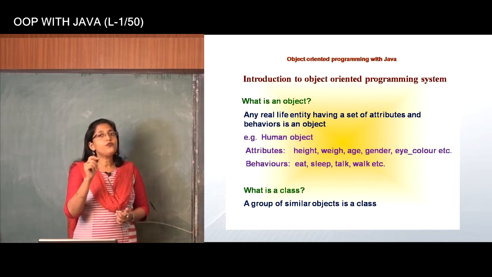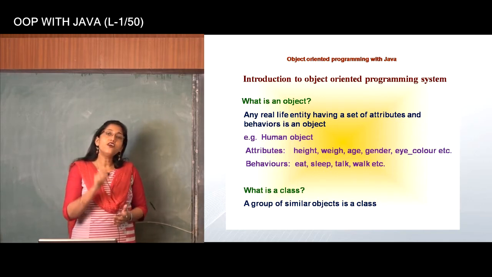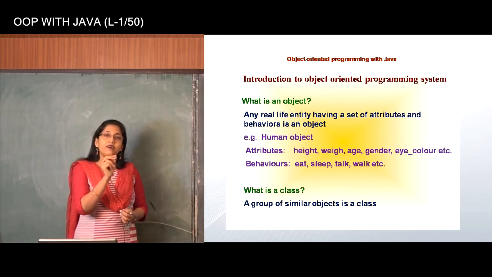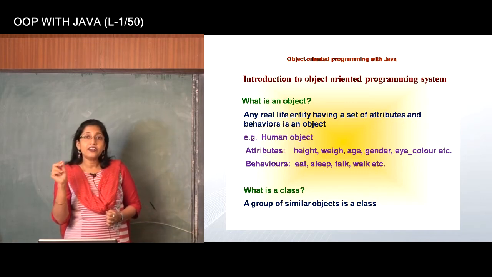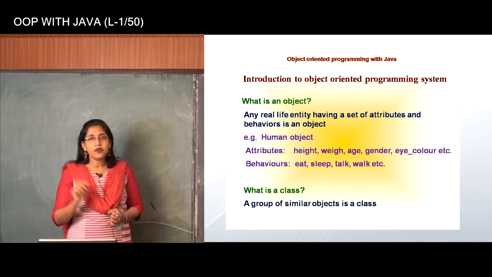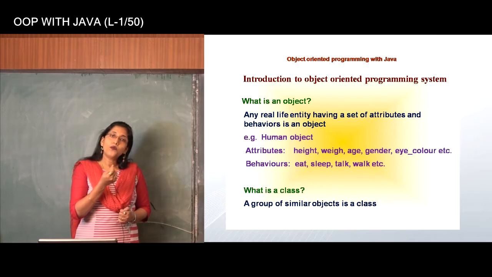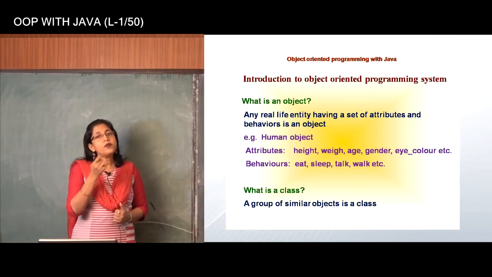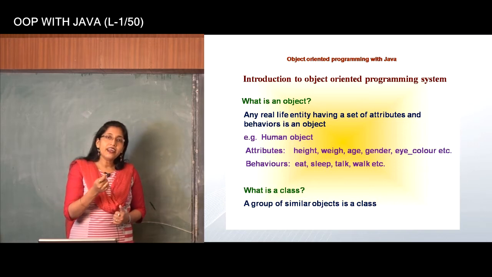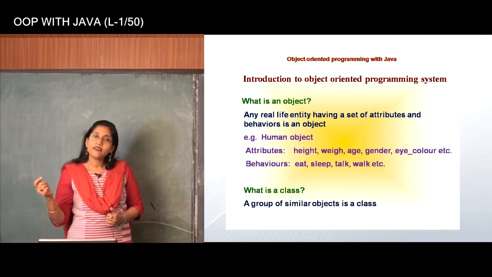Now, how these objects can be identified? A human object, for example, can be identified in terms of height, weight, hair color, eye color, gender, age, etc. And what may be the behaviors of a human? Behaviors may be they can eat, they can sleep, they can walk, they can talk, etc.